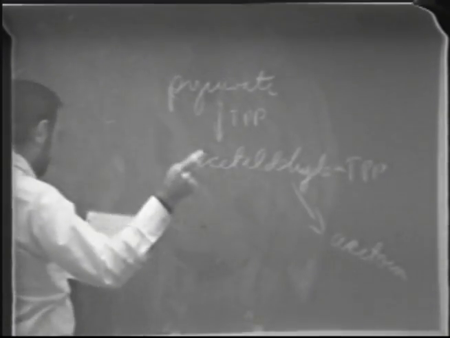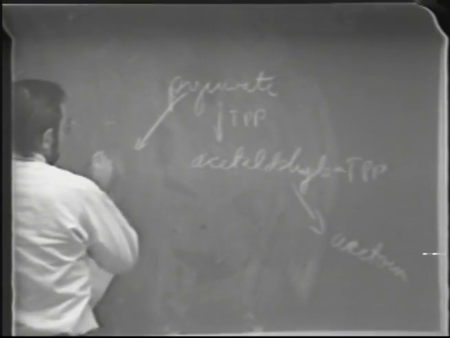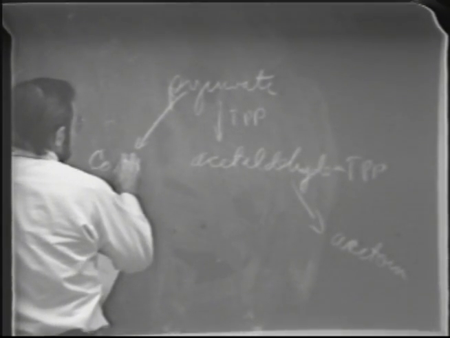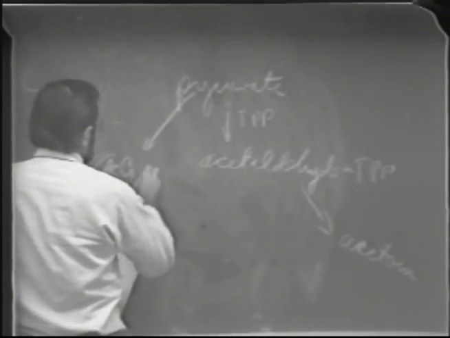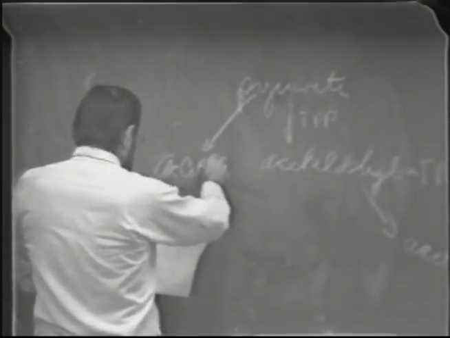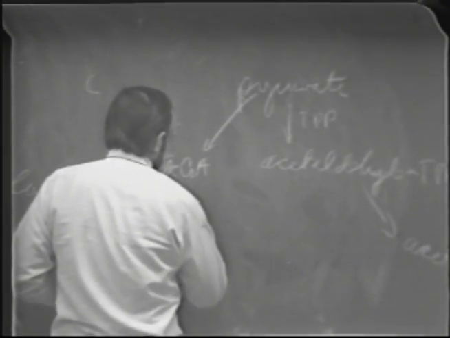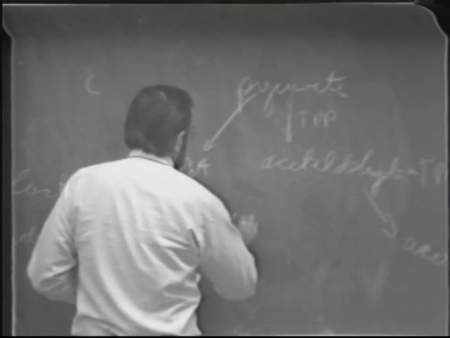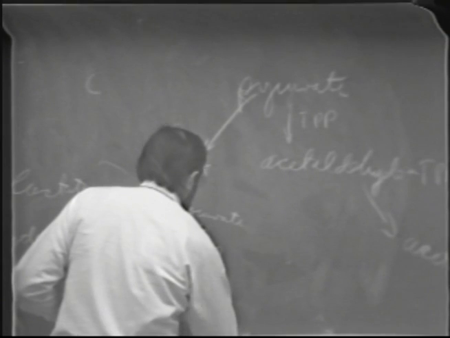But another pathway, worked out by Collins here at Davis: this pyruvate can first go to coenzyme A, or acetyl coenzyme A. And then this can react with another pyruvate plus TPP to give you diacetyl.